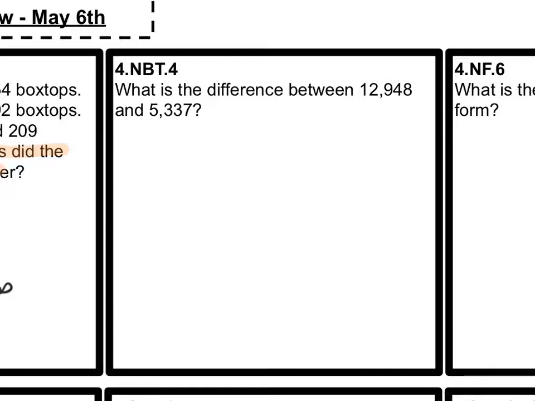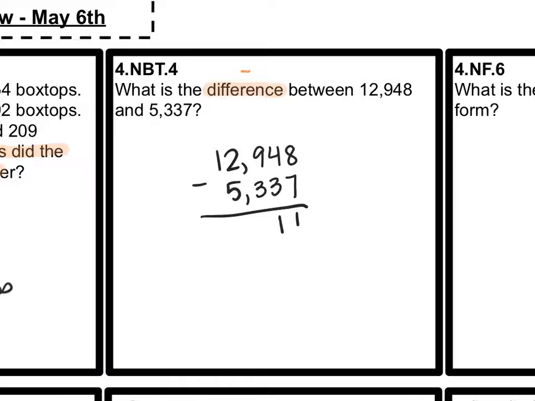The key here is what is the difference? Difference means to subtract. So we're going to go ahead and subtract 12,948 minus 5,337. And please remember to keep those ones place lined up. So I'm going to start in the ones place. 8 minus 7 is 1. 4 minus 3 is 1. 9 minus 3 is 6.